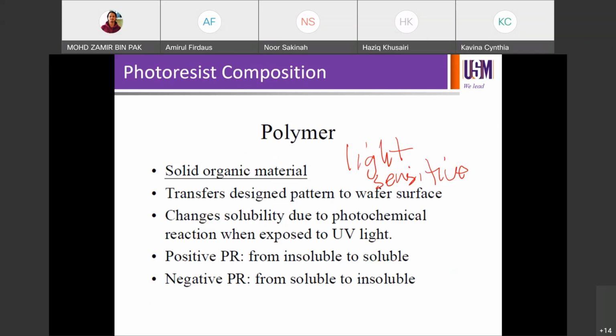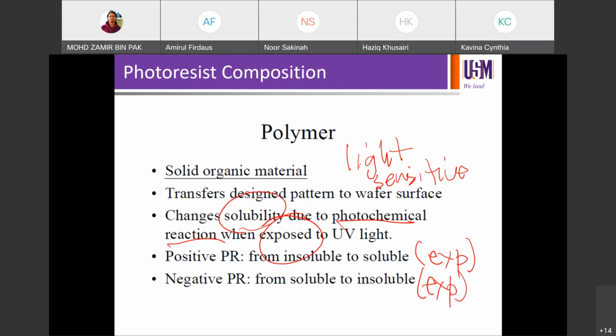Transfers design pattern to the wafer surface, so it will transfer the circuit on the reticle to the wafer. It will change solubility due to photochemical reaction upon exposure or non-exposure. Solubility will be changed depending on positive or negative. A positive PR goes from insoluble to soluble in the exposed area. On the other hand, a negative resist, also in the exposed area, goes from soluble to insoluble.